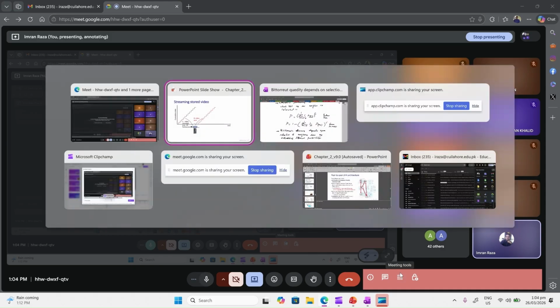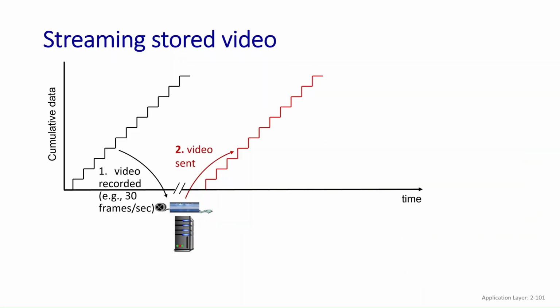Can you repeat? Is there any difference between the two? The rate at which the video was stored on the server, and the rate at which the server is sending the video? No, it is the same. The server is also sending 30 frames per second. That's why we call it streaming stored video.